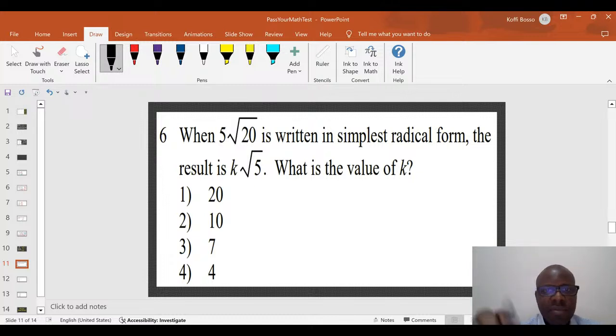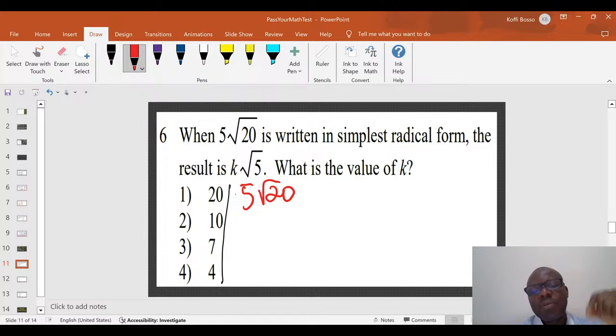They say 5 square root of 20. So that means you have a square root of 20 5 times. Square root of 20 plus another square root of 20 plus another square root of 20. You have it 5 times. So together we say 5 square root of 20. Okay. So 5 square root of 20 is written in simplest radical form. So when this is written in simplest form, the result is k square root of 5. What is the value of k?